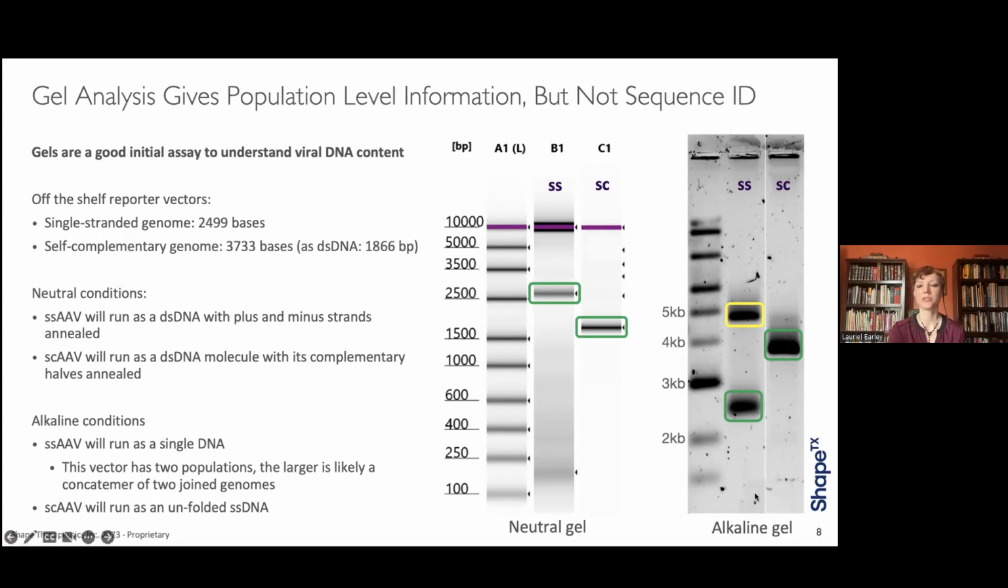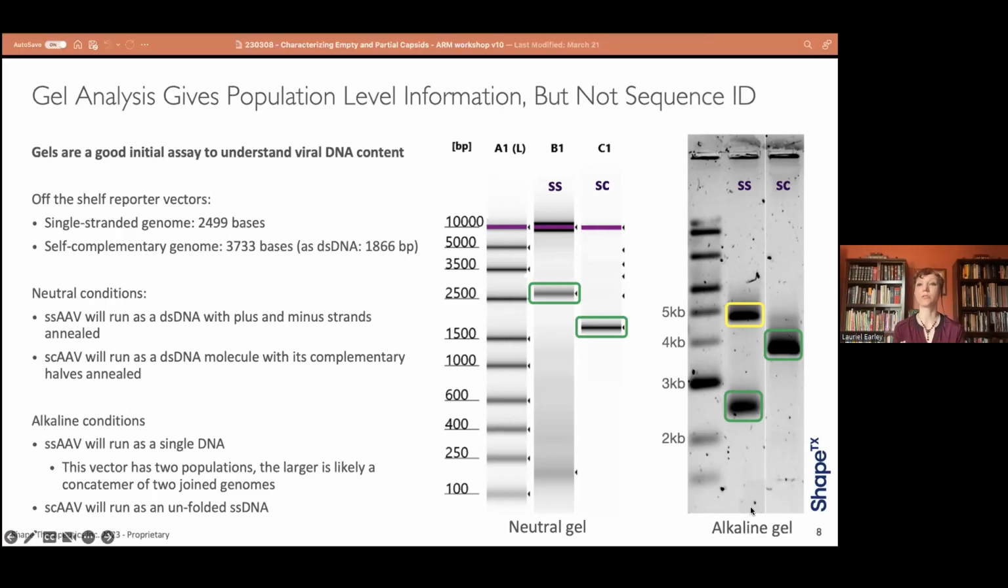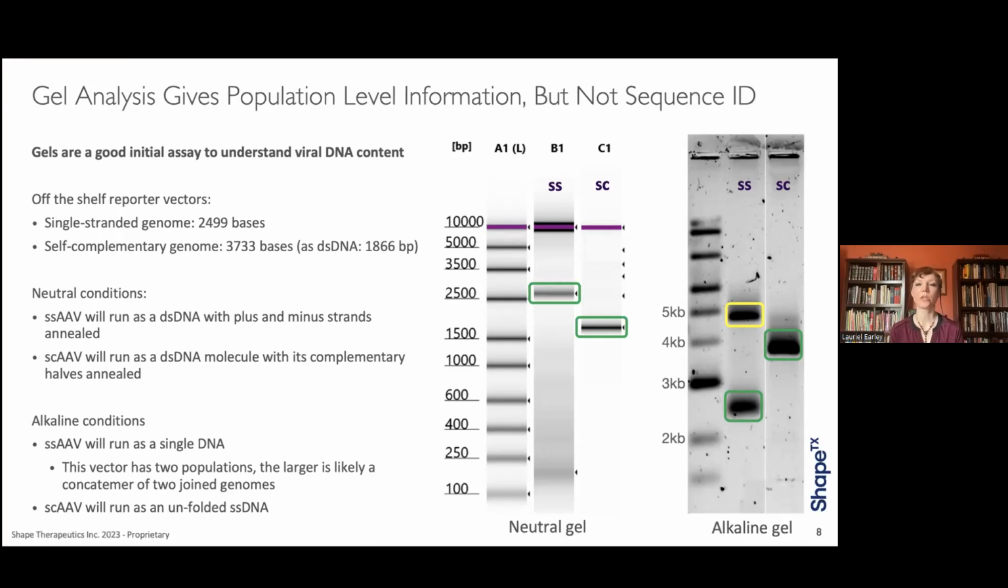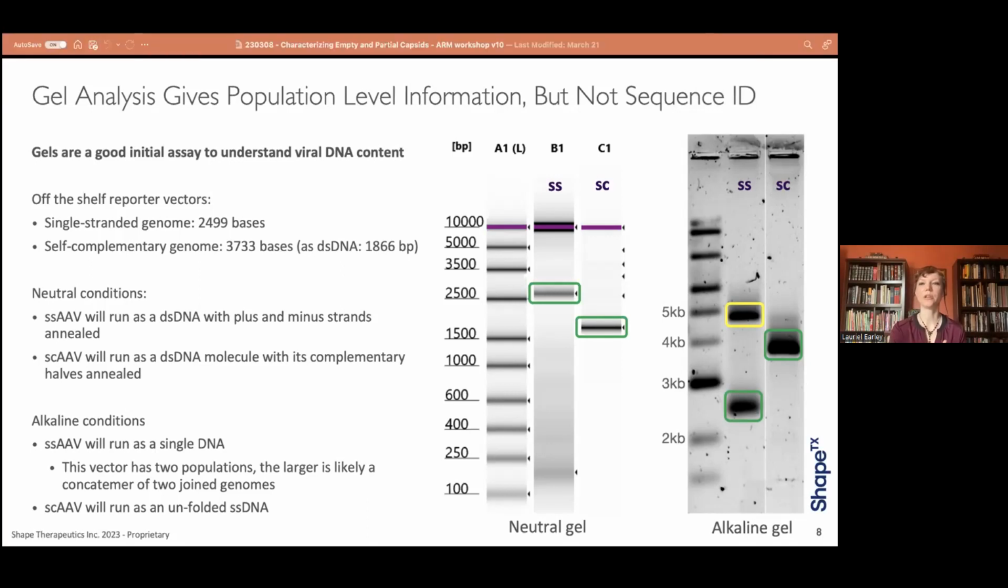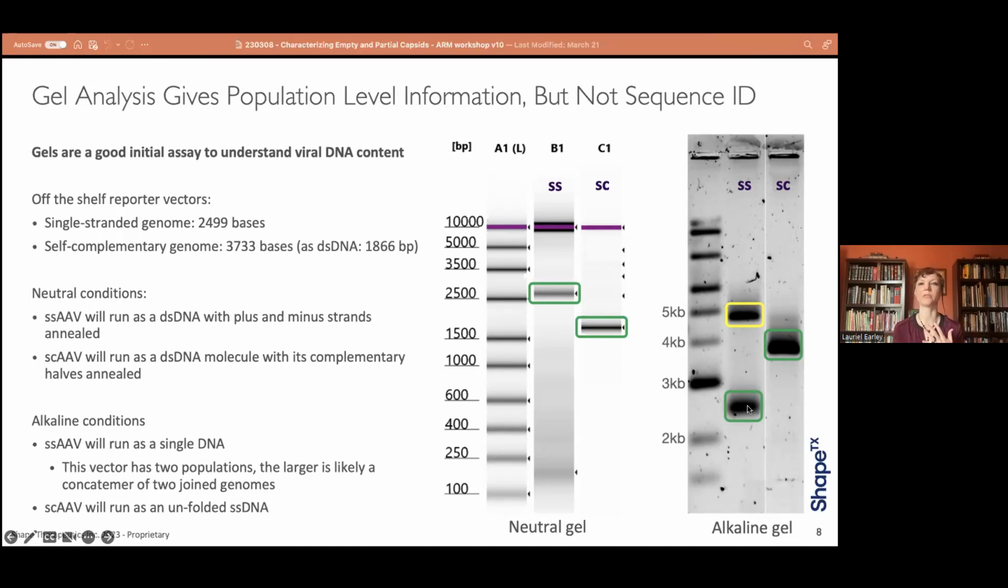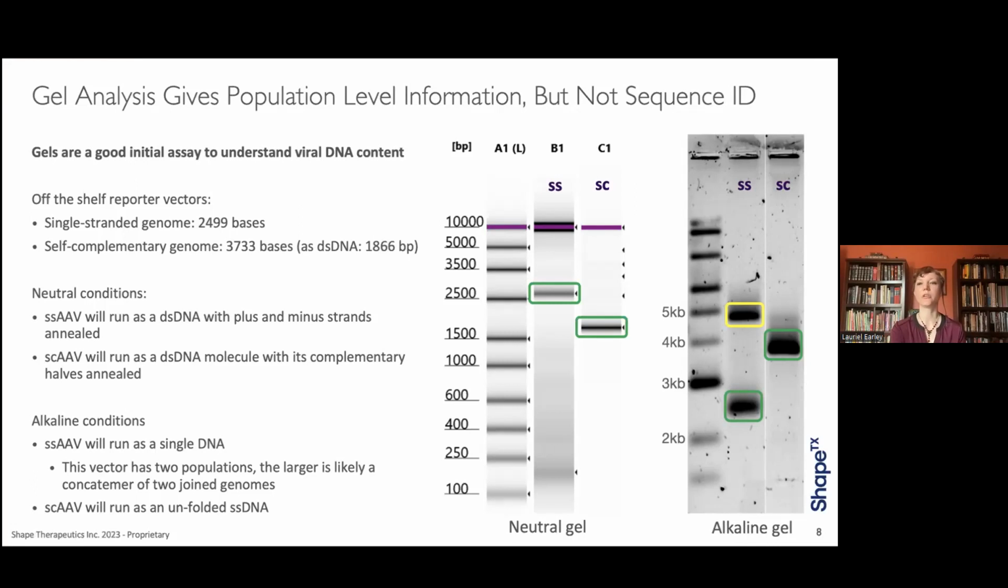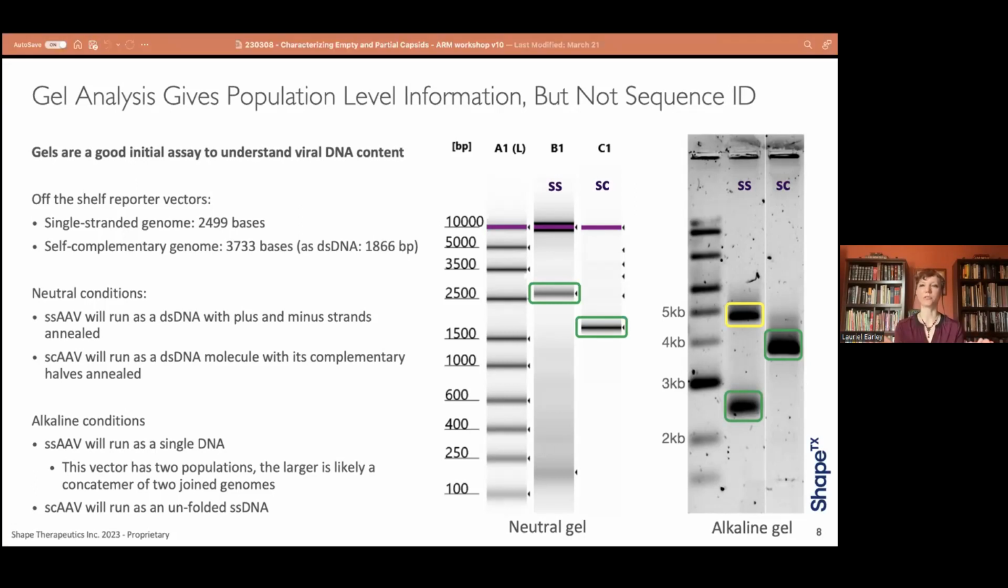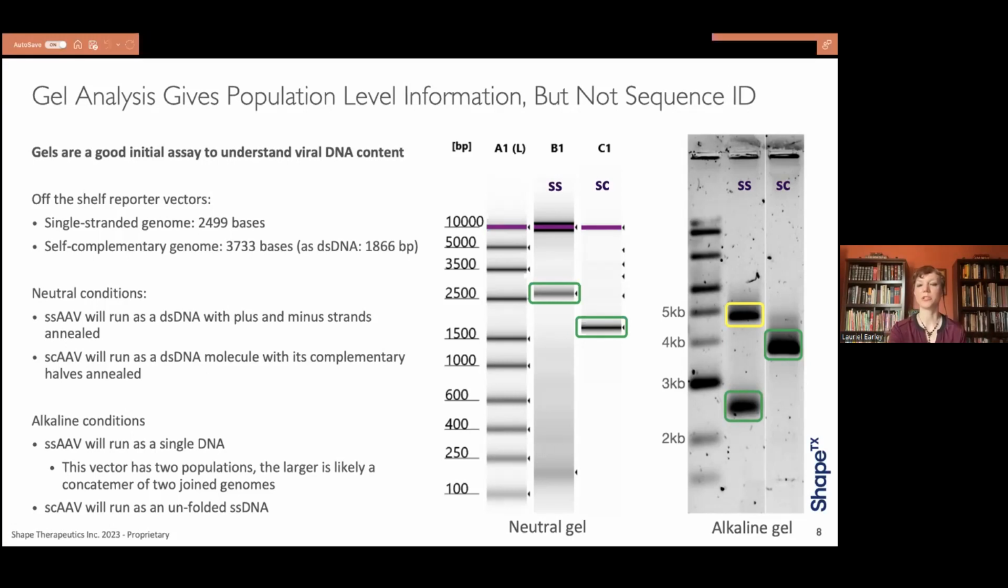Under denaturing conditions of the alkaline gel, everything's going to run as a single-stranded genome. And so your single-stranded prep here is going to run at its full length at the 2,500, like we see on the neutral gel. And your self-complement is going to run unfurled and unannealed at its full size at around 3,700 bases. And we can see that population on the gel as well.